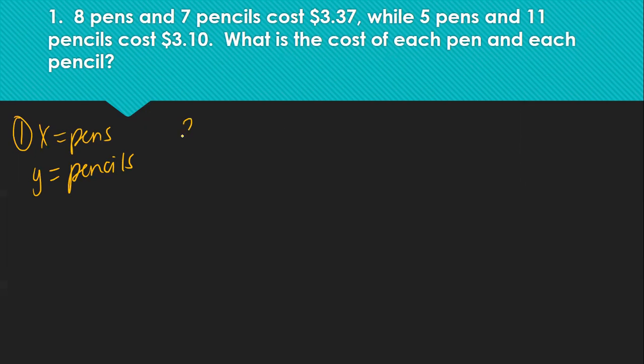The second thing is to create the equation. So we create the equation by reading what is given to us. So it says 7 and 8 pens. So we know that pens is represented by which variable? X. So 8 pens. Mathematically, what does the word and mean? Plus. And means plus. 7 pencils, and pencils is represented by Y. And cost means what? Equals. Good job. So $3.37. So that's our first equation.